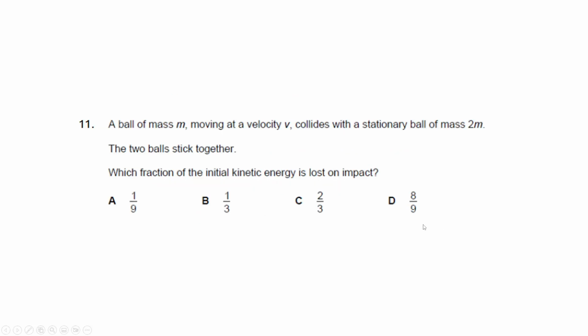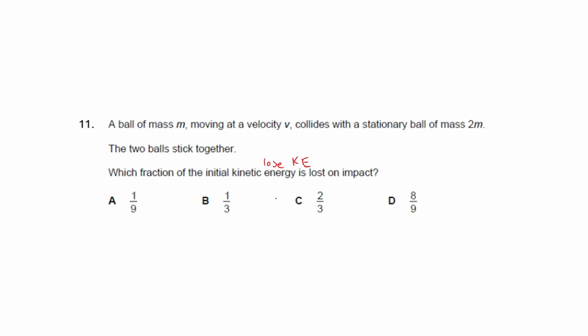This is question 11. A ball of mass m moving at velocity v collides with a stationary ball of mass 2m. The two balls stick together. What fraction of the initial kinetic energy is lost on impact? Okay, so based on the phrasing of the question, we know we actually lose kinetic energy.